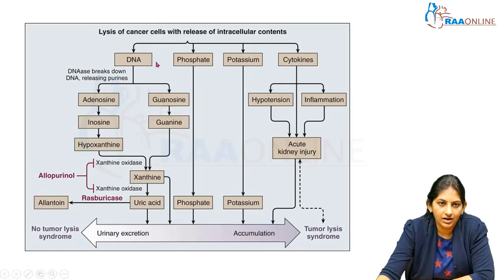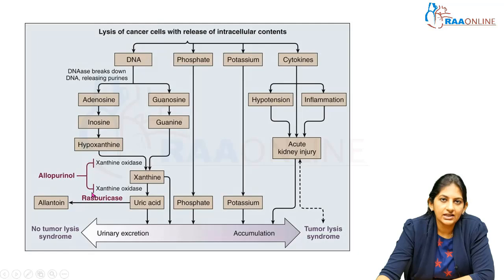The nucleic acids are breaking down into adenosine and guanosine, that is purines, and then these are acted upon by the enzyme called xanthine oxidase to form xanthine and hypoxanthine. Xanthine will be further enzymatically acted upon by xanthine oxidase. Xanthine oxidase is one enzyme, it acts in 2 steps. So xanthine oxidase converts hypoxanthine to xanthine and xanthine to uric acid. So xanthine is then converted into uric acid, so that results in hyperuricemia.